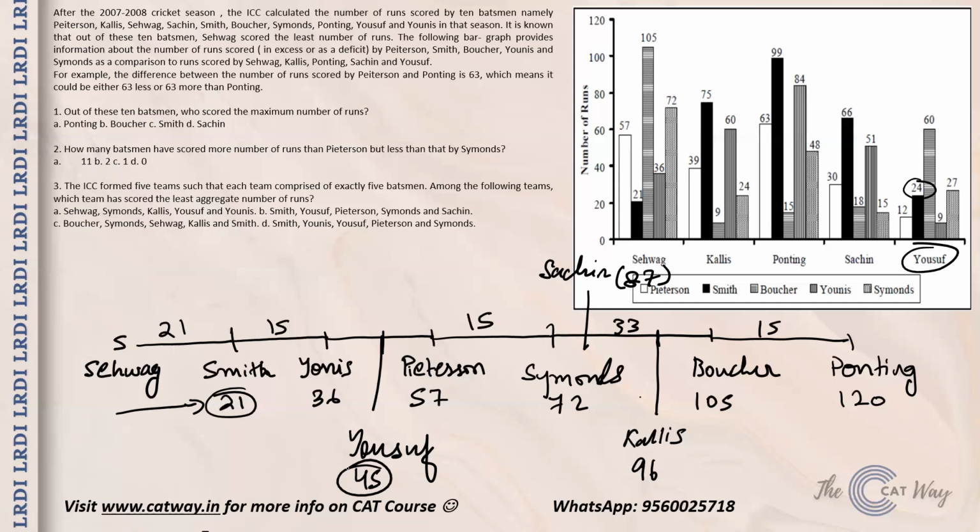Now moving on to the questions. Out of these 10 batsmen, who scored the maximum number of runs? You can see Ponting, so option A would be the right answer. Now, how many batsmen have scored more runs than Peterson but less than Simons? There is no one between Peterson and Simons, so the answer is 0, option D.